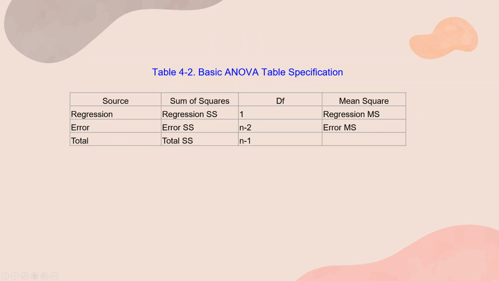This is a basic ANOVA table specification. Normally in my former department, we would ask the students to calculate, so there would be a lot of formulas, but right now you don't have to worry about it. But do remember this is a basic ANOVA table. The first column is called source. There are 3 kinds of source. The first one is regression. Error. Total.